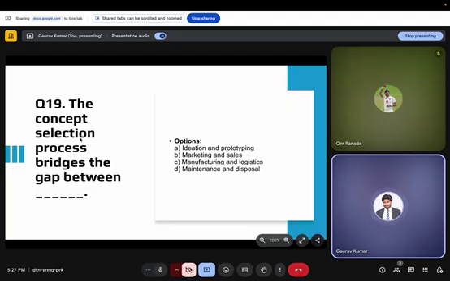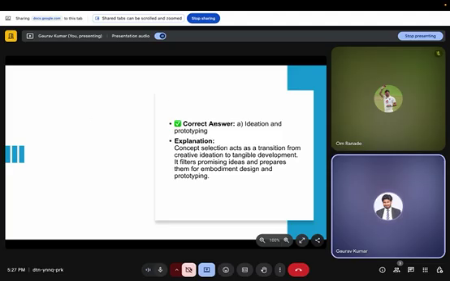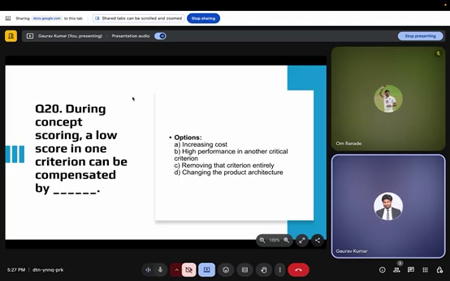Okay, now moving towards the next question. Option A is the right answer. Next one is question number 20. So during concept scoring, a low score in one criterion can be compensated by dash.